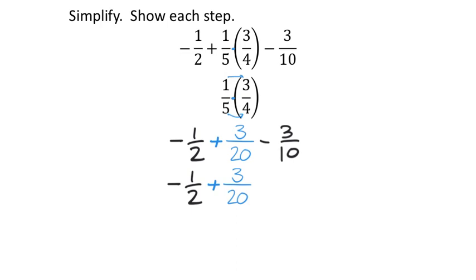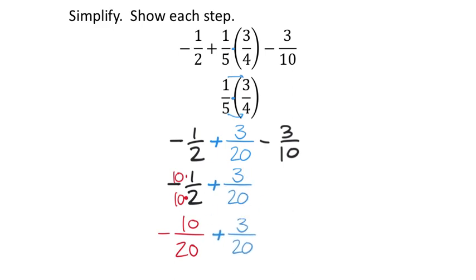So negative 1/2 plus 3 over 20. We need common denominators here. So I'm going to take this 2 and multiply it by 10. That will make it a denominator of 20. But if I do it to the denominator, I got to do it to the numerator. So then I would have negative 10 over 20. And then I would add the 3 over 20.